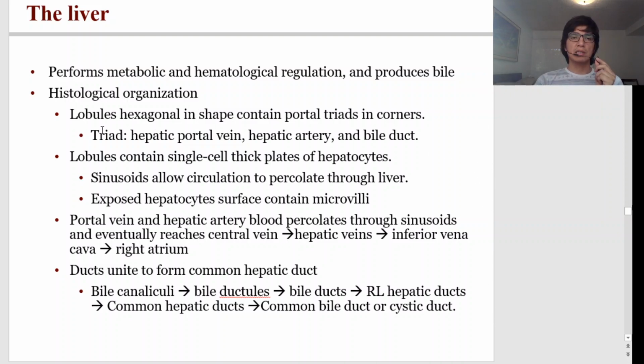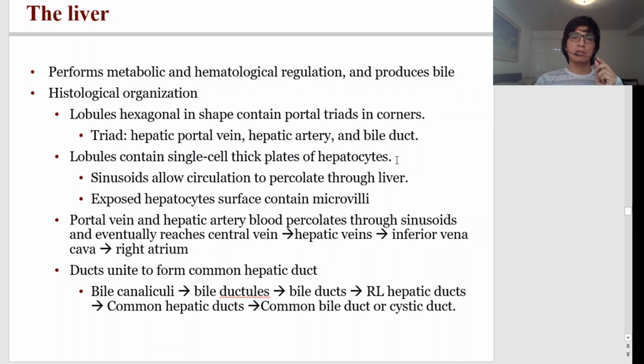The histological organization is organized in lobules. These are hexagonal in shape, and in each corner it contains triads. What's a triad? You have your hepatic portal vein bringing nutrients from the digestive system. You have your hepatic artery proper, just bringing oxygen to the liver, and you have the bile duct leaving the liver into the duodenum or the gallbladder if it needs storage.